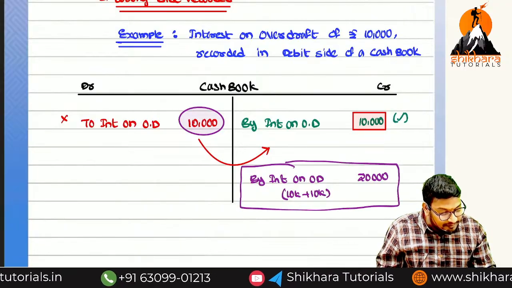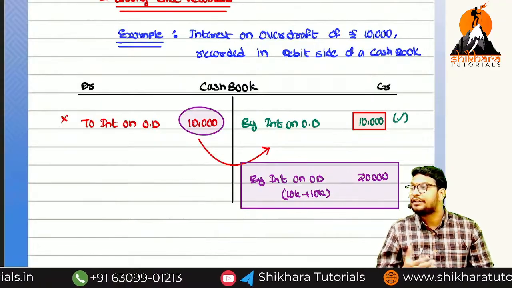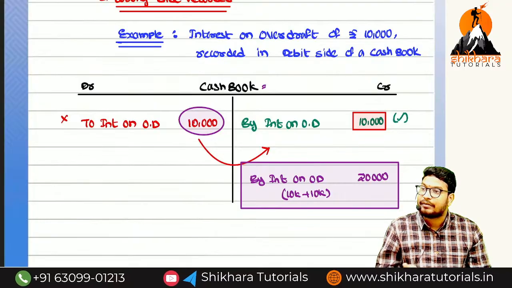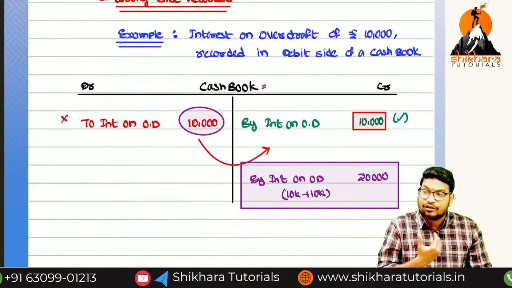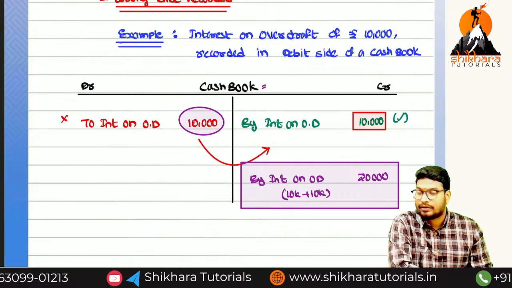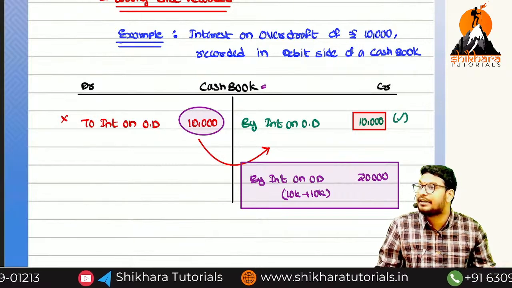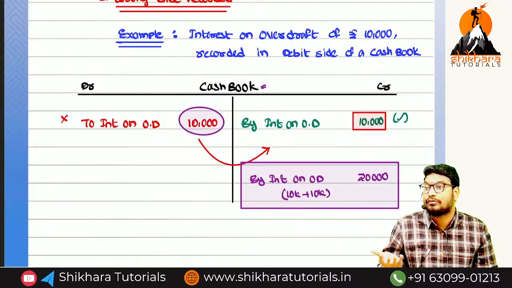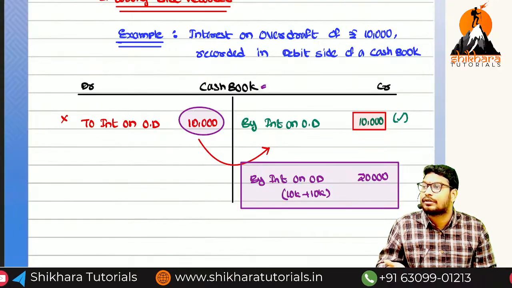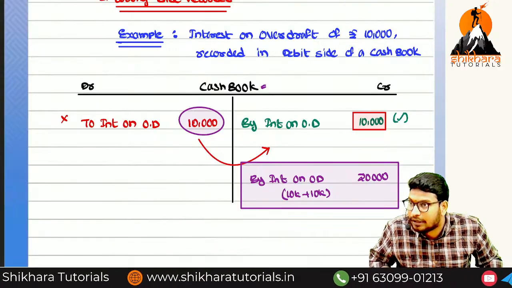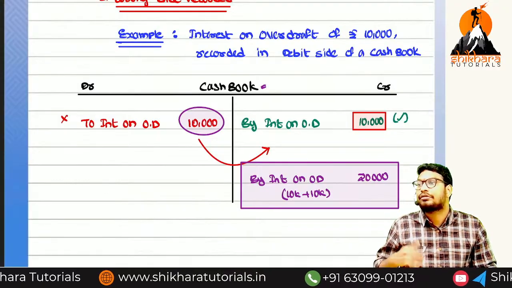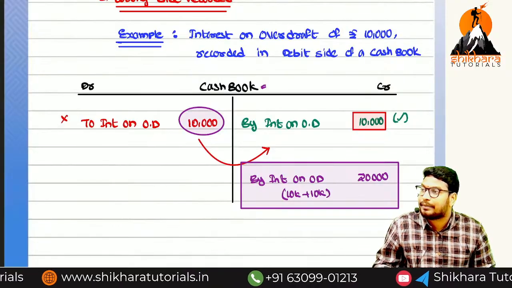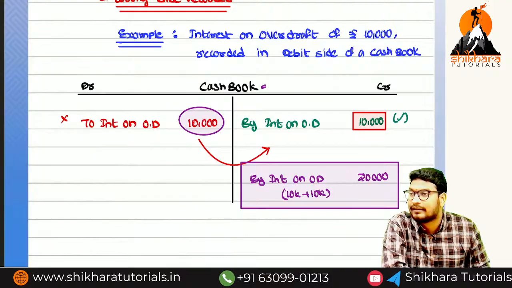What is the entry you need to pass? Cash should be debited or credited? Cash should be credited and what should be debited? Interest on overdraft, because in the cash book credit side we are doing this one. So interest on overdraft account debited to bank account. You should not write cash, you have to write bank account, because this thing happened in the bank column. It should not happen in the cash column.